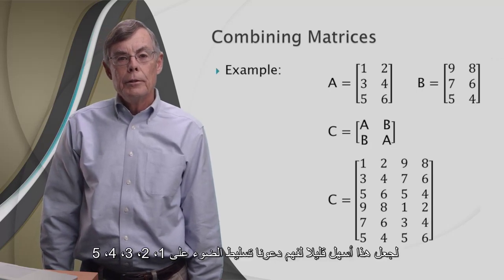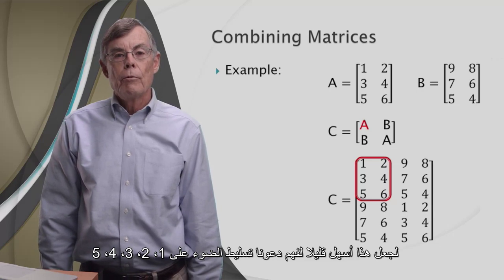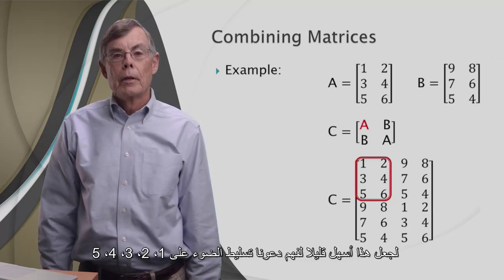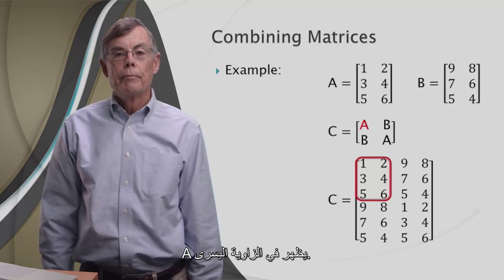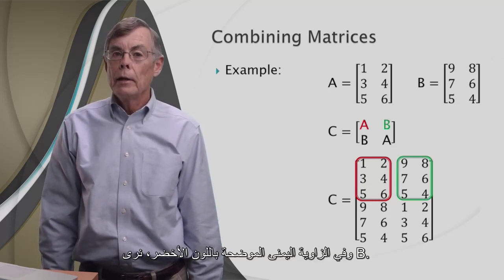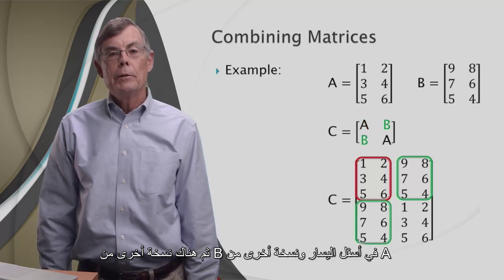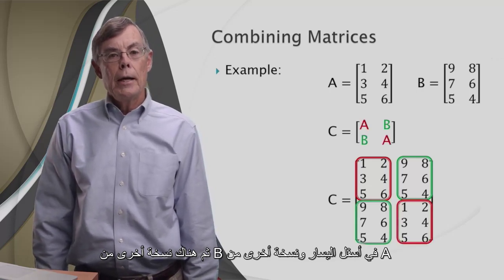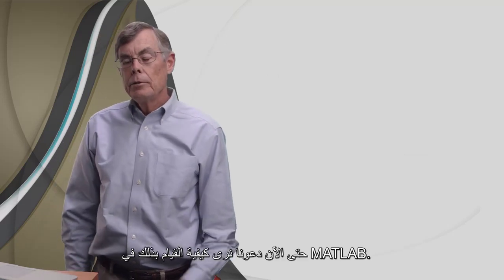To make this a little easier to understand, let's highlight 1, 2, 3, 4, 5, 6 in C in red, and that's A. A shows up in the left-hand corner. And in the right-hand corner, outlined in green, we see B. And then there's another copy of B at the bottom left and another copy of A at the bottom right. So now let's see how to do this in MATLAB.